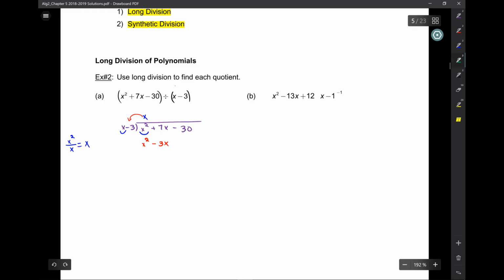Now, here's how I do the subtraction. Subtract is change the signs and add. If you have 5 minus 3, that's the same as 5 plus negative 3. You could add the negative. So here's what I do: change the sign and add. Now, what do we get? These go away. They're always going to go away, those first terms. So now I have 7 plus 3, 10x. Now, a term comes down.